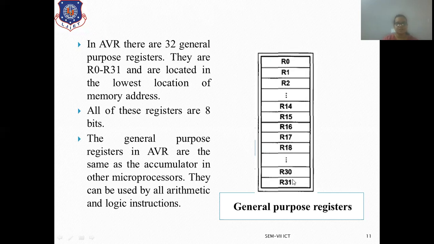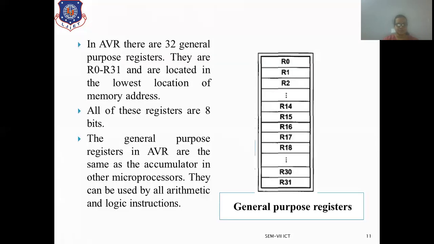The general purpose registers in AVR are like the accumulator in other processors. As we have discussed the 6 registers in 8085, the same 32 registers named R0 to R31 will have the same characteristics as in 8085 processors. So they can all be used by all arithmetic and logic operations.